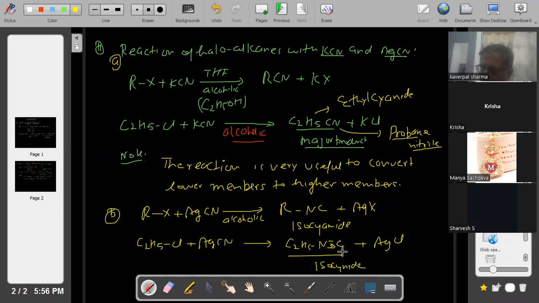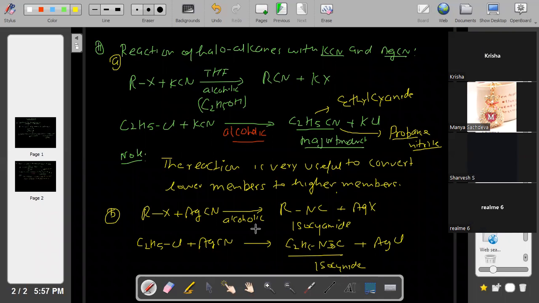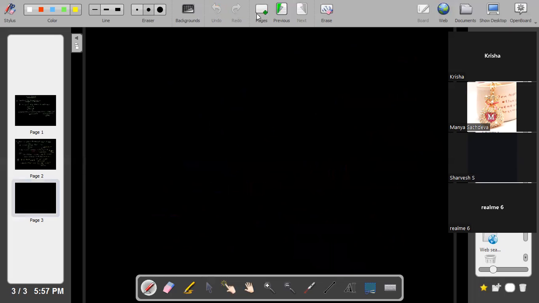The question arises here: why does this happen? KCN gives cyanide as the major compound. AgCN gives isocyanide as the major compound. In yesterday's class, I explained that in AgCN there is covalent character. If there is covalent character, then CN is not free. Here CN is ionic and in a free state, so you will get RCN.